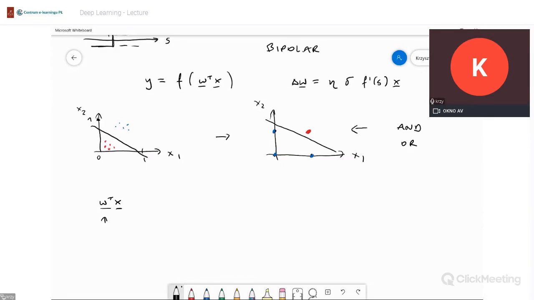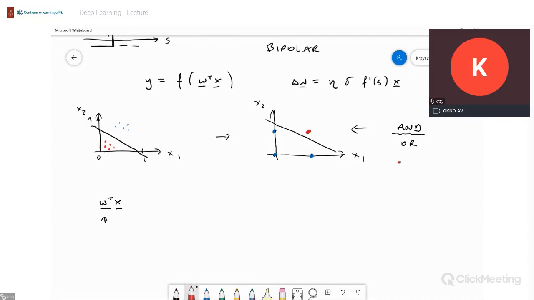And I can always separate one of the vertices or one of these points from the remaining ones. So one neuron can always realize or implement a logical function AND, and obviously a logical OR, regardless of which point is red. Yes, it doesn't matter which one is red.